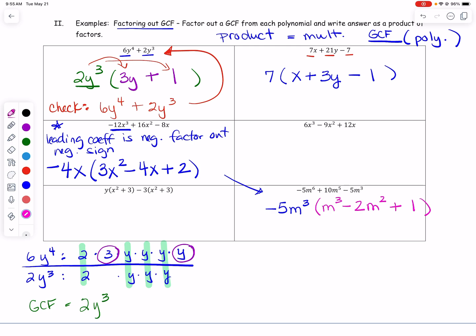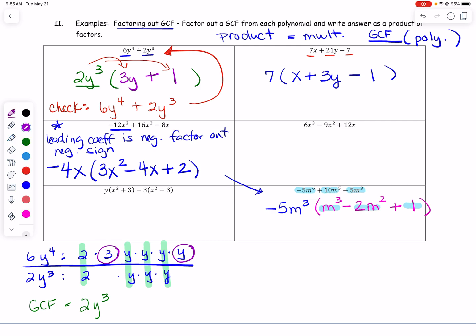One thing to kind of check on this is that however many terms you have in your original problem is how many terms you should have in your parentheses, okay? So a lot of times students will forget that one, and that's one way to kind of check those answers, okay? All right, let's go to the one above it.